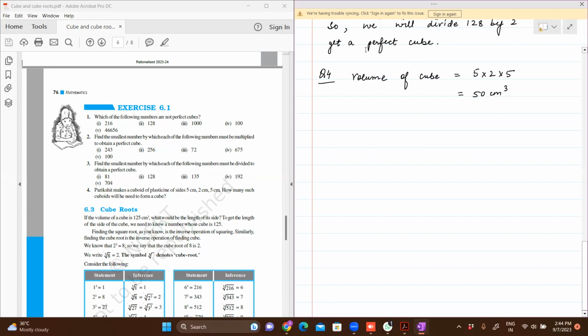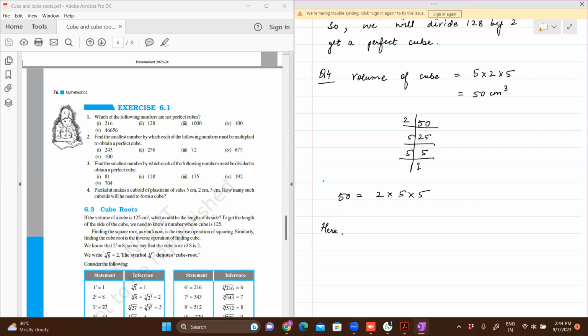Now we'll find the prime factorization of 50 here. 2 into 25, 5 into 5, and 5 into 1. So ultimately 50 is equal to 2 multiply 5 multiply 5. Here 2 and 5 are not grouped into triplets. So what we'll do, we need to multiply two 2s and one 5 to make it a complete cube.